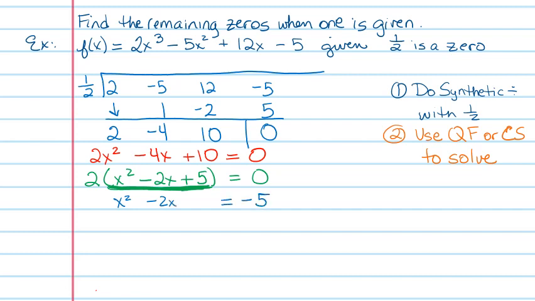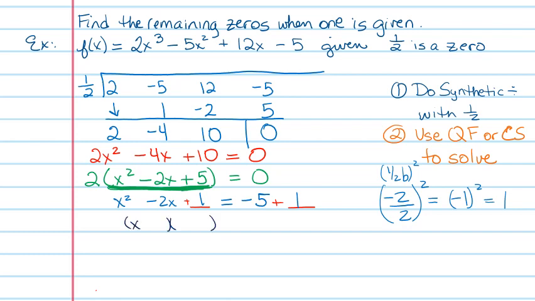The first thing you do for completing the square is you move the c over. So I've got the 5 moved over to the other side of the equal sign. And then you add that magic number. The magic number is half of b, squared. Well, half of negative 2 is negative 1, and negative 1 squared is 1. So I'm basically just going to add 1 to both sides. And what that does is it produces a trinomial that will factor.